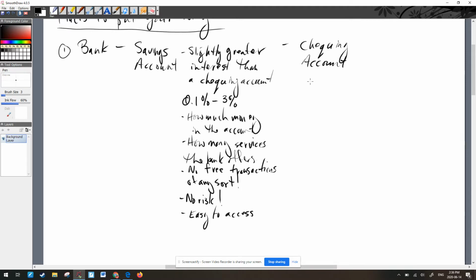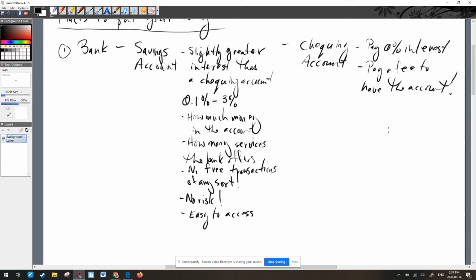Checking account. A checking account, generally speaking, most of them pay 0% interest. And over and above that, most of them, in fact, pretty much all of them, you actually have to pay a fee to have the account. It might be $12 a month or $15 a month just for the privilege of having that bank account. And what do you get out of that?